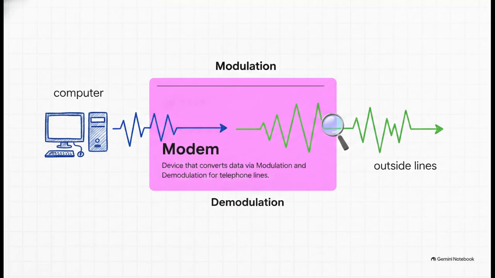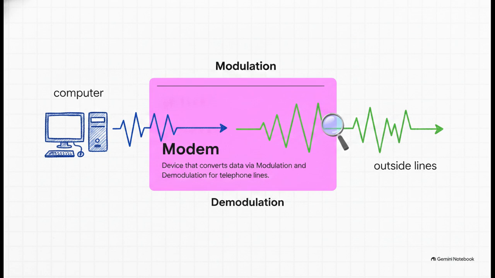Okay, before data can just magically float through the air, it usually has to travel through physical wires. The absolutely crucial first step in any traditional network setup is the modem. See, your computer speaks entirely in digital data, but the outside telephone lines, they carry analog waves. So the modem acts as this real-time translator.